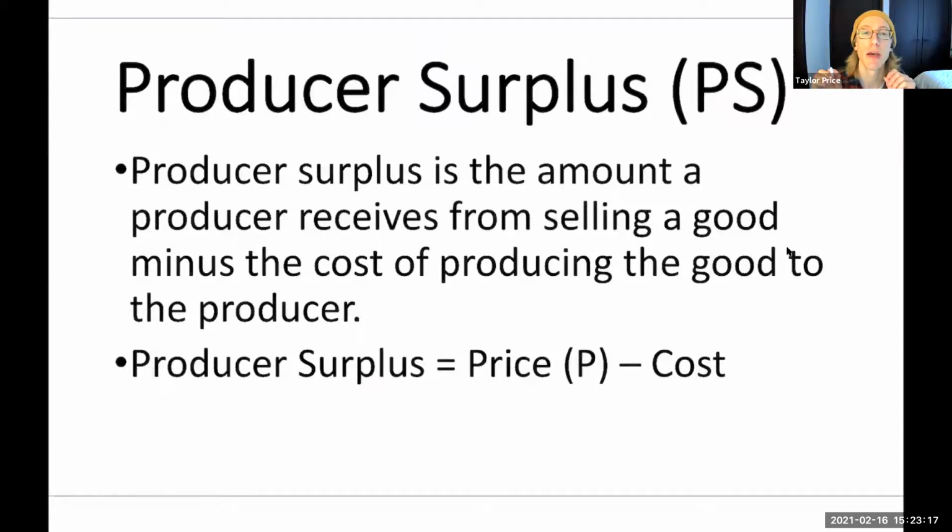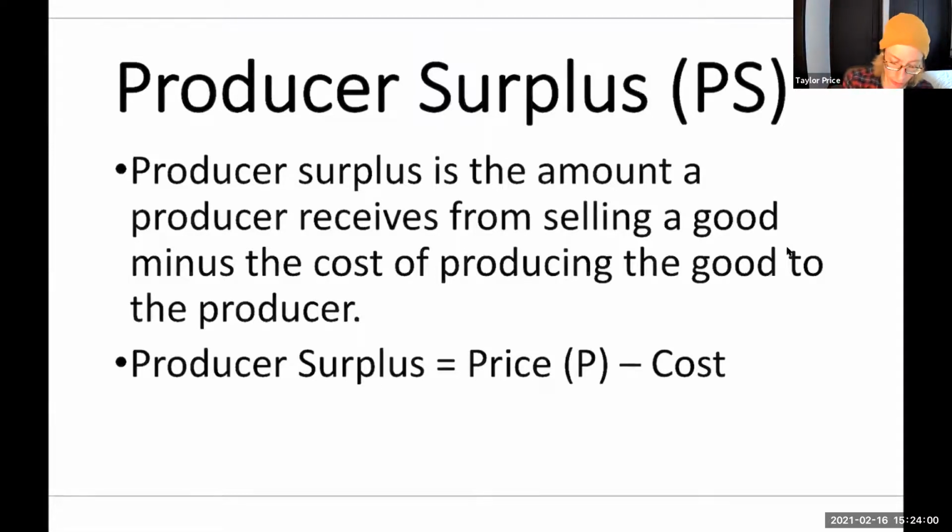The producer surplus is exactly like the consumer surplus, except when thinking about the producer surplus, think about it from the sense of the producer of the good. The producer's surplus is effectively the price they're receiving for the good minus their cost to produce the good. The formula is still the same, but I want to make sure you understand the logic behind it, because the logic is definitely different. We won't talk about the cost part now, but we will later in the class.